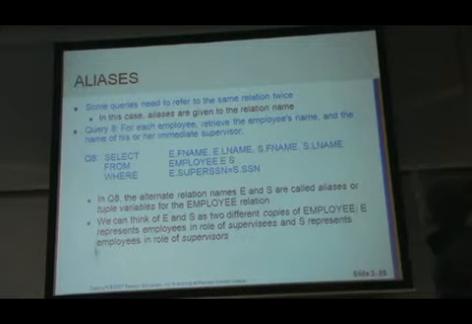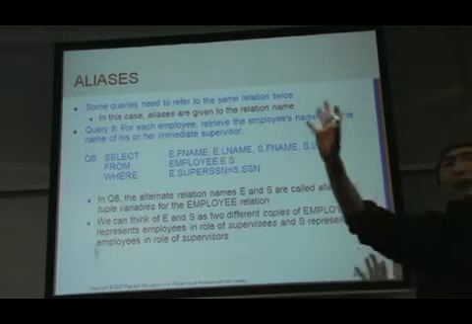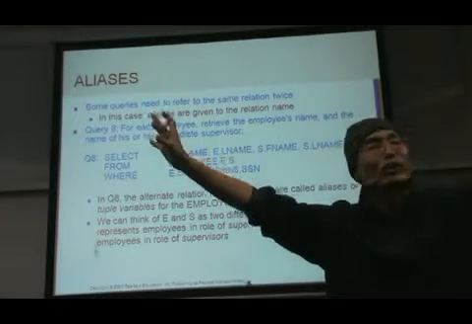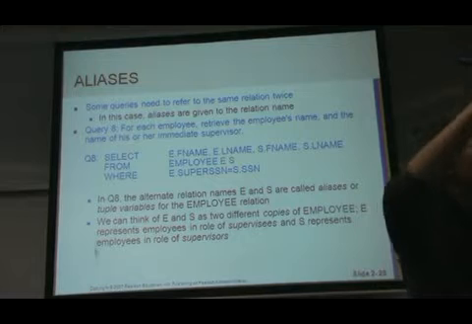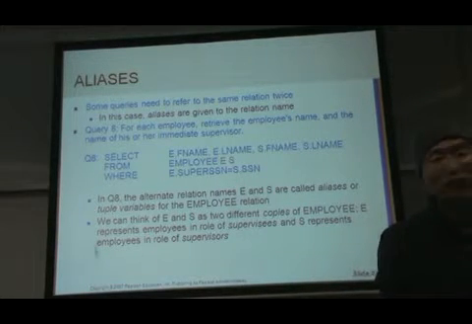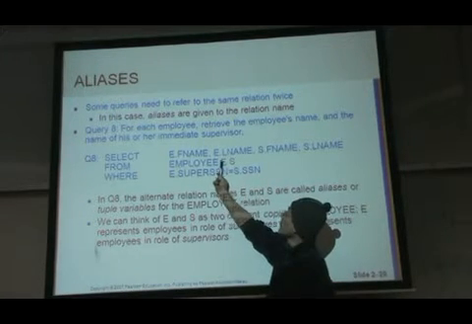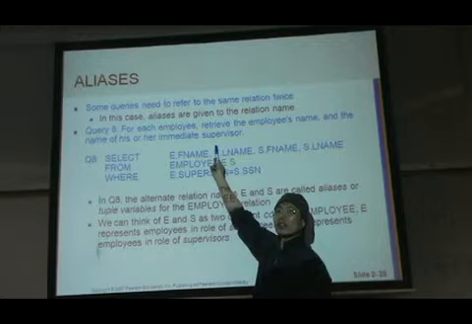So I want to retrieve the employee's name and supervisor name. How many tables? So employee for what? Employee. Another one is employee for supervisor. You need to join two tables. But actually they are the same table, right? So at the time you can use alias. So E means for employee.